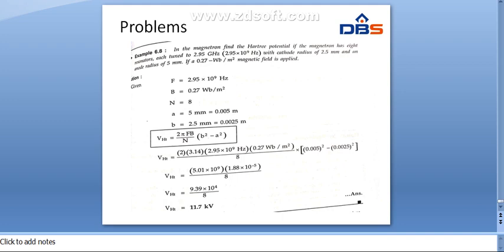So we know that the Hartree potential is 2 pi F b by n into (b square minus a square). Here F is 2.95 into 10 power 9 and B is 0.27, and small b is 2.5 mm and A is 5 mm. So substitute all these values, then we get the Hartree potential as 11.7 kilovolts.